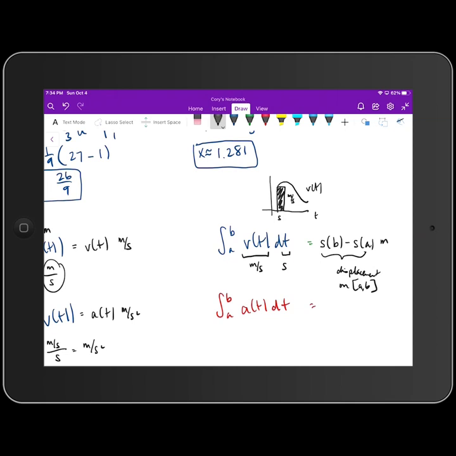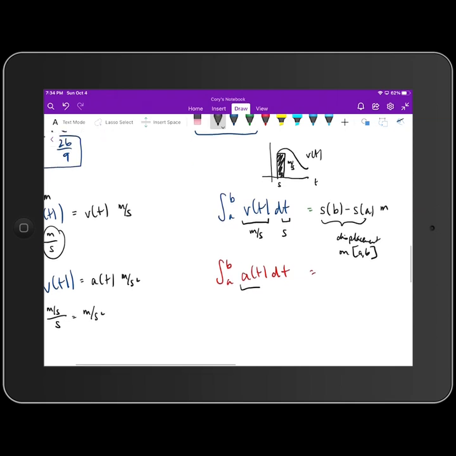Okay, same thing for the acceleration function. If I want to see the resulting unit whenever I take the integral of acceleration, the unit of measure for acceleration would be meters per second squared. The unit of measure of time is going to be seconds. So when I multiply those two units, that gives me a unit of measure of meters per second. And that makes sense because when we integrate the acceleration function, that's going to be the velocity at the upper limit minus the velocity at the lower limit. So that's v of b minus v of a, and the change in velocity is going to be measured in terms of meters per second.